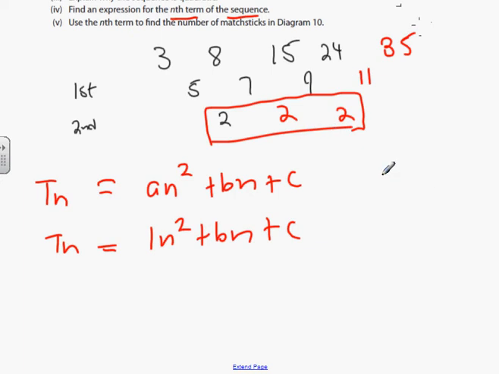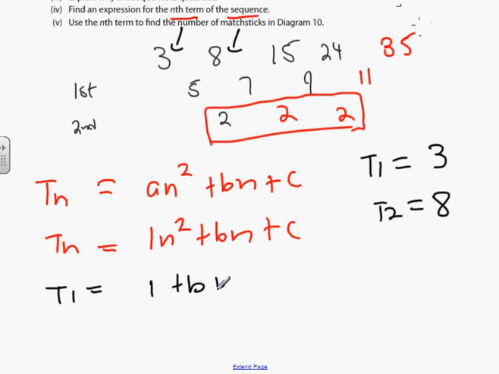Okay? So t1, anybody? What's t1, the first term in your sequence? 3. And t2 was 8. T1 is 3, t2 is 8. So what I can do here is I can fill in this equation here. I can replace all the n's with 1's. So it's going to be 1 plus b plus c. That will equal 3. Bring the 1 over the other side. b plus c equals 2.